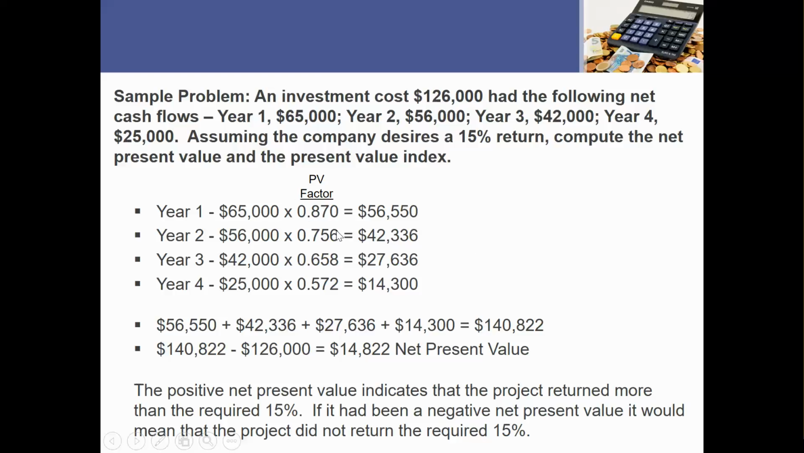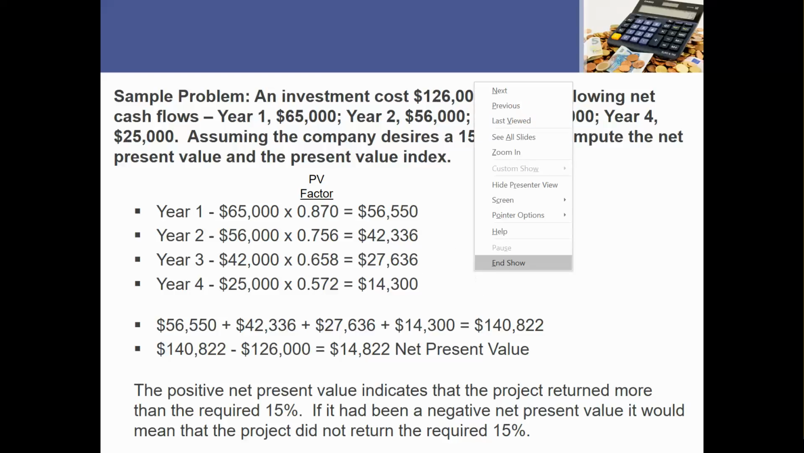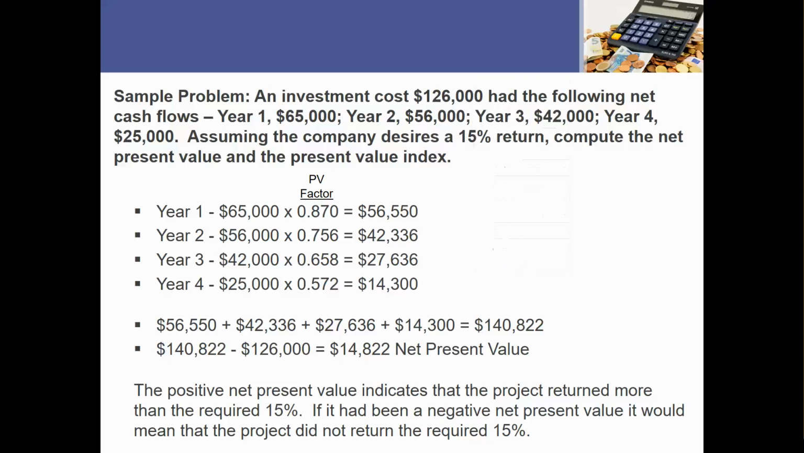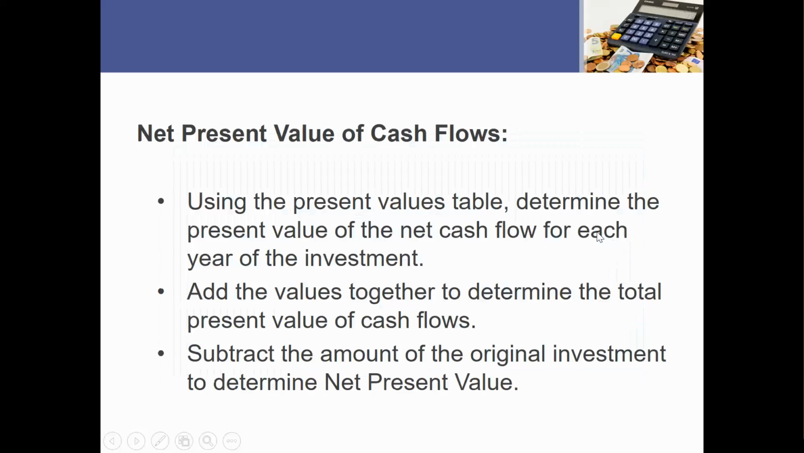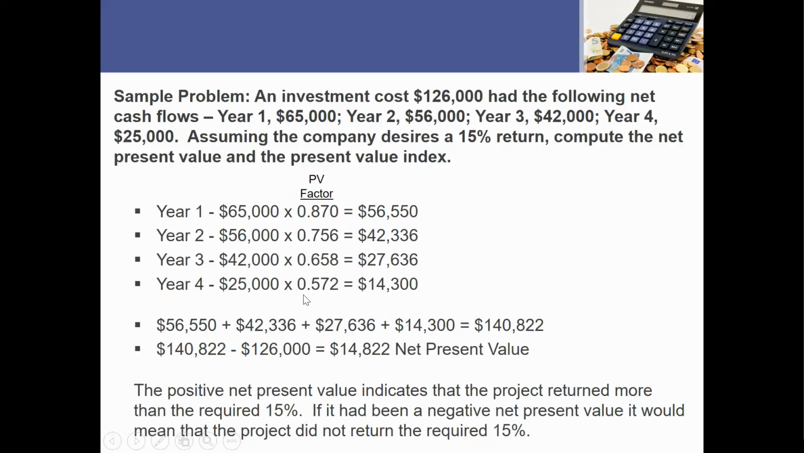We're first going to have to know the present value factor for each year. So if I go back to the table and look at 15%, the amount that I'm going to get in year 1, I'm going to multiply by 0.870. The amount I'm going to get in year 2, I'm going to multiply by 0.756. The amount in year 3, 0.658, and year 4, 0.572. So those are the amounts that I've filled in here.